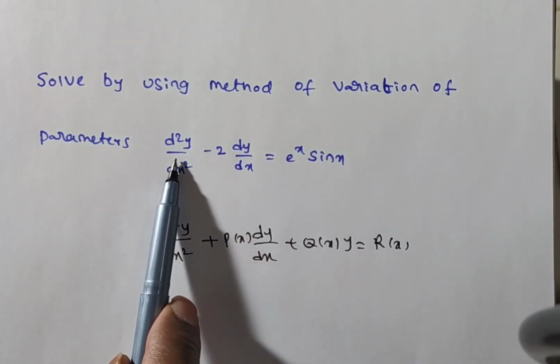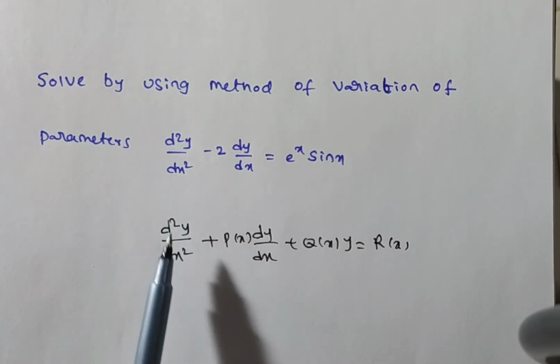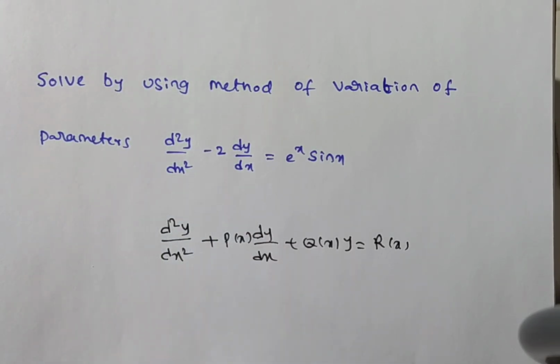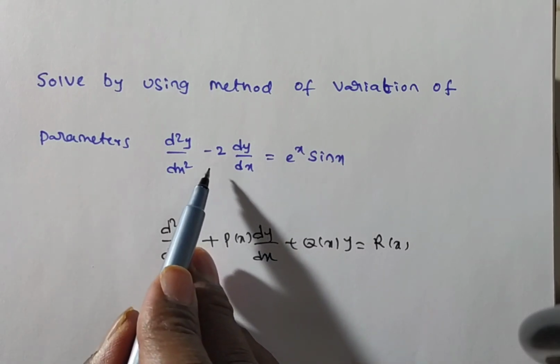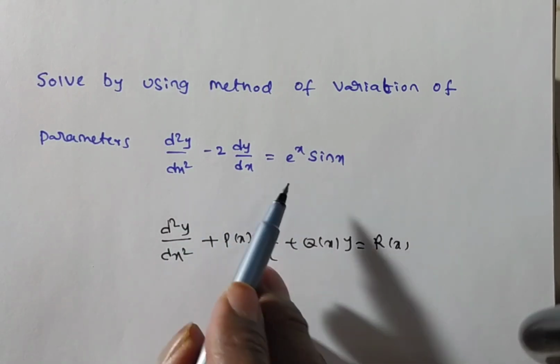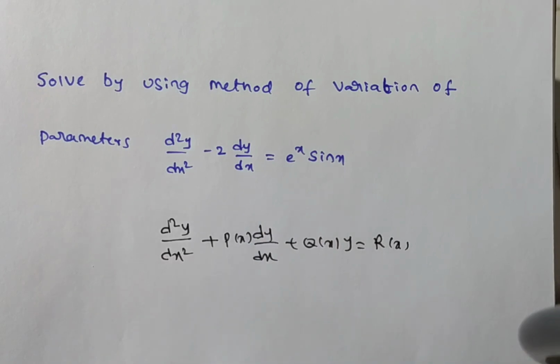Here you see the coefficient of d²y/dx² is unity, and here also it is unity, so you can compare directly. So here p(x) = −2, q(x) = 0 and r(x) = e^x sin x.